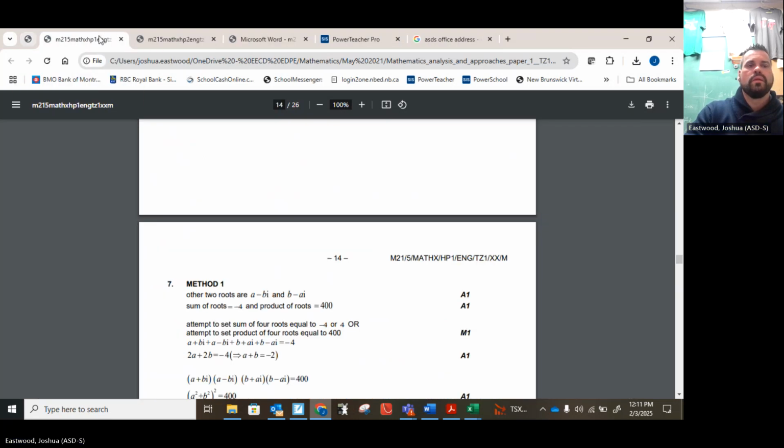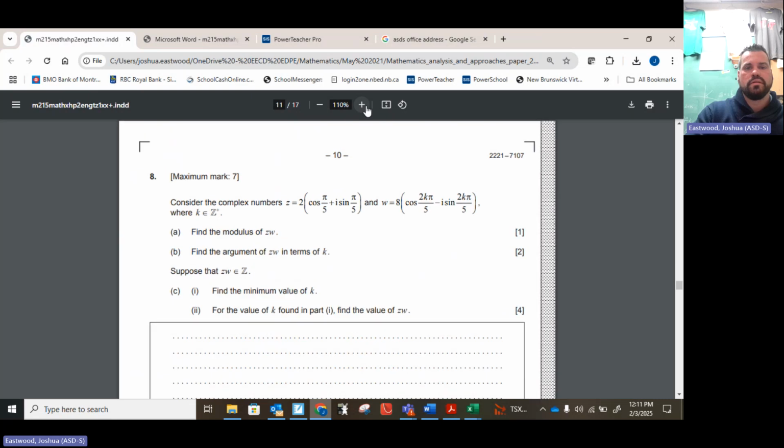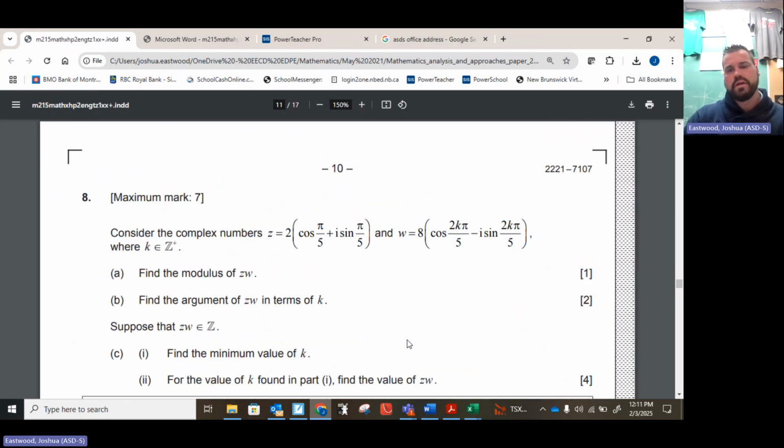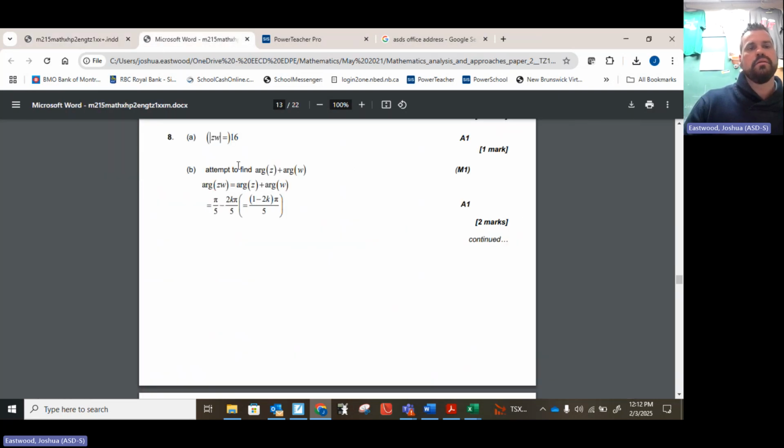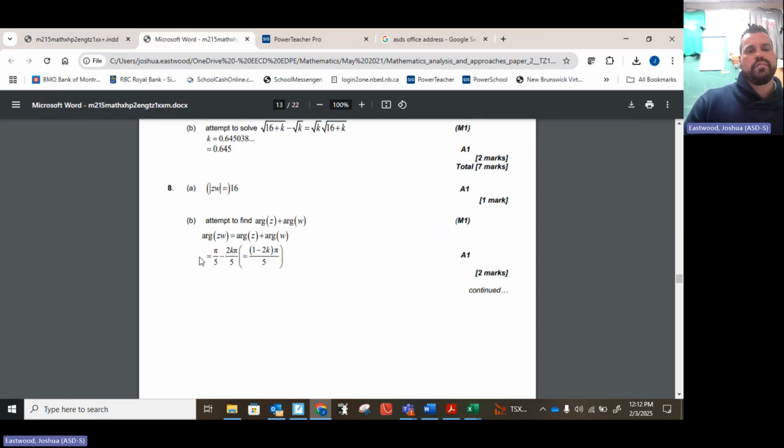So that's that question. And then this one, when you look at a question that starts in polar form, you generally want to do the question in polar form. So it says find the modulus of ZW. When you multiply two complex numbers in polar form, the modulus is just the product of the two, so it's 2 times 8, and you'll see that here. And then the argument is just this plus that, so you add them together. So pi over 5 plus minus 2 pi k over 5 is equal to 1 minus 2k pi over 5. You're just adding them together.